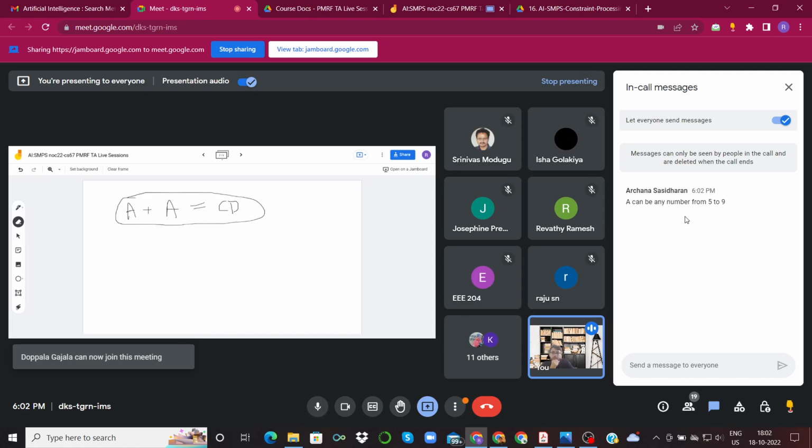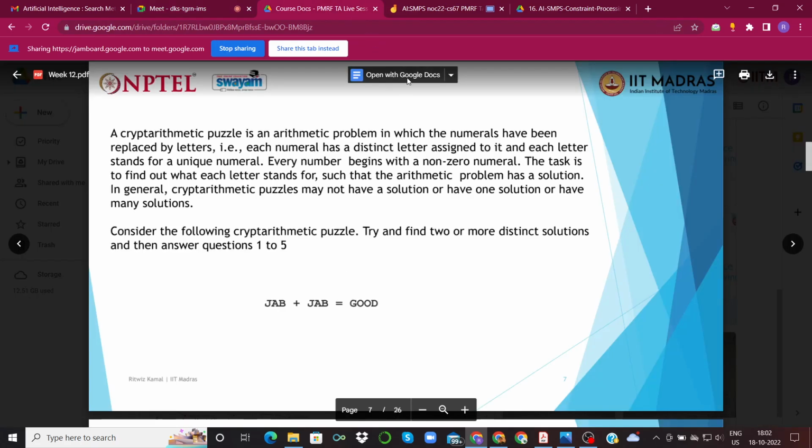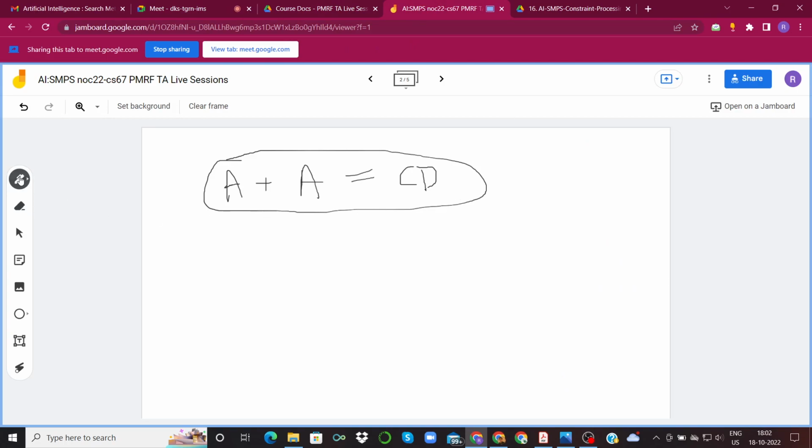Okay, so we have one answer in the chat. Archana says it can be any number from 5 to 9. That is right actually. If we give it, say, 6, this will become 1 and 2, and this satisfies it. But this is not the only solution. 7 plus 7 as 14 could also be a possible solution. This could be as well. So these could be some possible solutions to this problem.